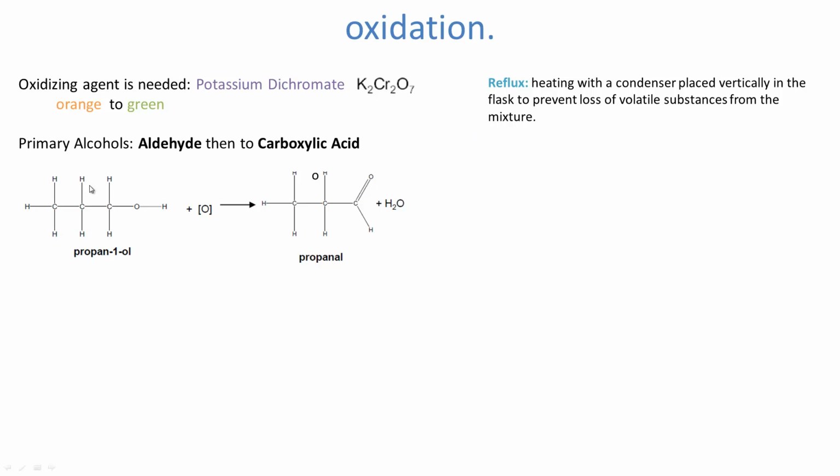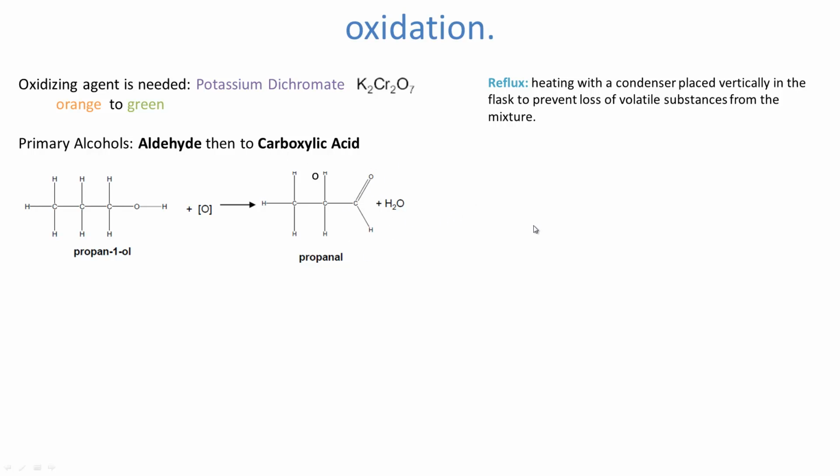And for this one, we can see it's a primary alcohol, which turns into an aldehyde. The aldehyde is the functional group for this one, which contains carbon, double bond oxygen, and hydrogen. It's always like this. So it's propanal now. That's the functional group for this one.